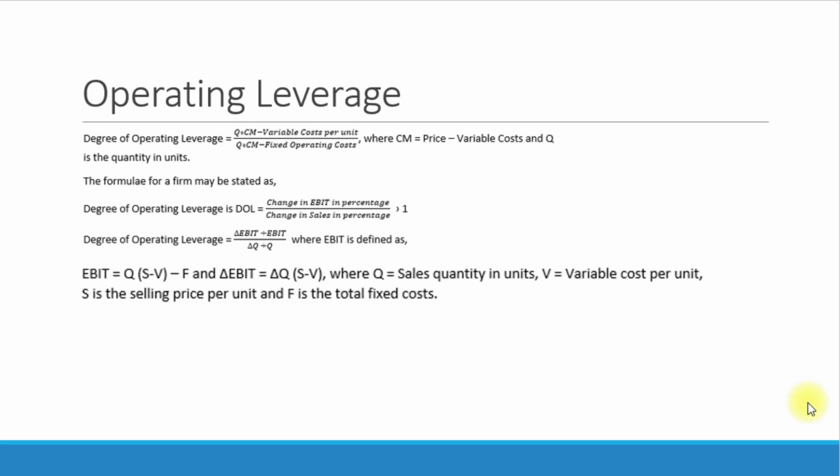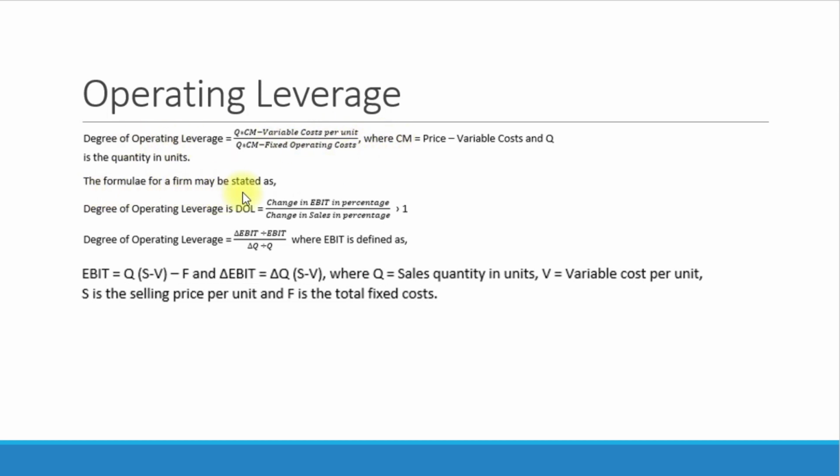The formula to calculate operating leverage is contribution margin divided by profit. That is the formula which we use to calculate operating leverage. In other words, the formula for operating leverage for a product-based company is stated as given here. The degree of operating leverage is Q into CM divided by Q into CM minus fixed operating costs, where CM is price minus variable cost per unit and Q is the quantity in units. The division of this gives the degree of operating leverage.